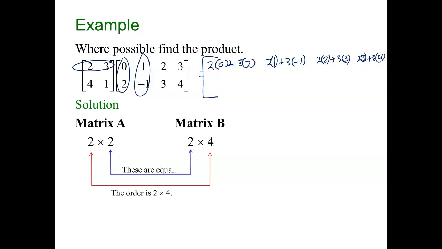Now I'm out of columns, so now I have to do what? Go to the other row. Go down a row. So 4 and 1. 4 times 0. 1 times 2.